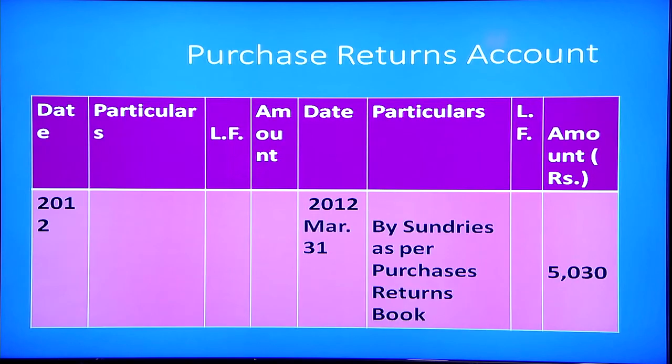And now we have the purchase returns account. Here we will write on the credit side by sundries as per purchase returns book, and the date and amount in the respective column, total.